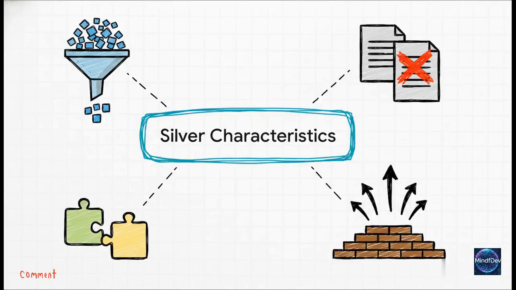Now, this is a huge deal because this is the first point where your data becomes genuinely trustworthy. We're filtering out the errors, we're getting rid of duplicate records, and we're joining different tables together. It's like connecting puzzle pieces to create one unified picture. This layer is the stable foundation. It's clean enough for a lot of operational needs, and it's ready for that final polish.